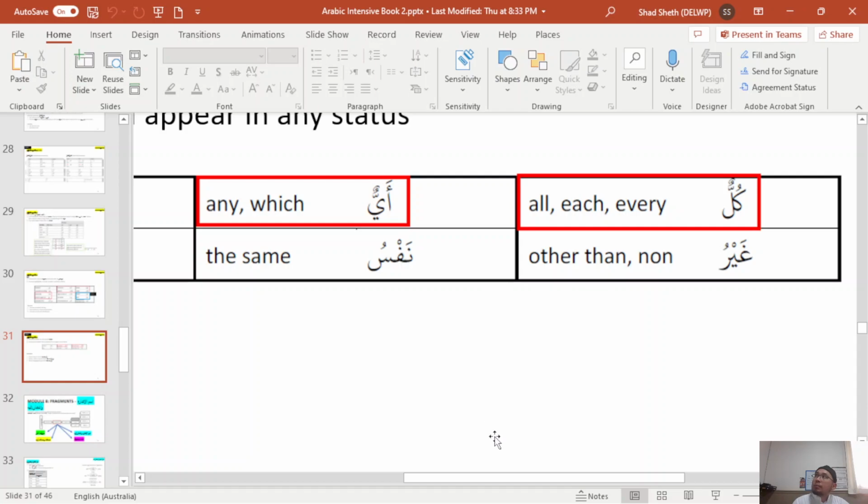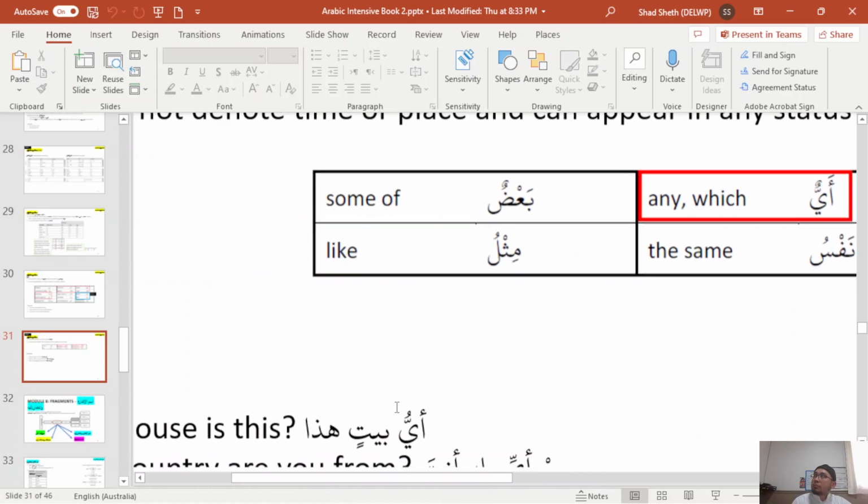So, fabi ayyi ala rabbikuma tukadziban. That's the same one. Fabi ayyi ala rabbikuma tukadziban. That one becomes ayyi because of the ba before it, harfu jar. So it's from the same word ayu, but it becomes ayyi because of the harfu jar before it. Fabi ayyi ala rabbikuma tukadziban.